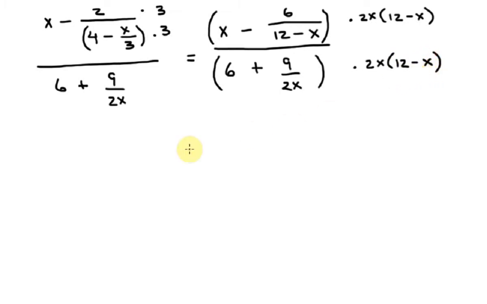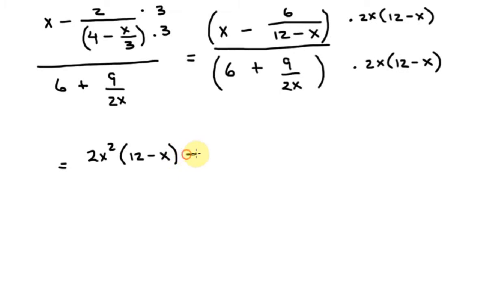Okay, so that should do the trick. So let's just walk through it very carefully. Here we have 2x times 12 minus x times the x over here. So what I'm going to do is just put the x with the 2x and make it 2x squared times the 12 minus x. Okay.